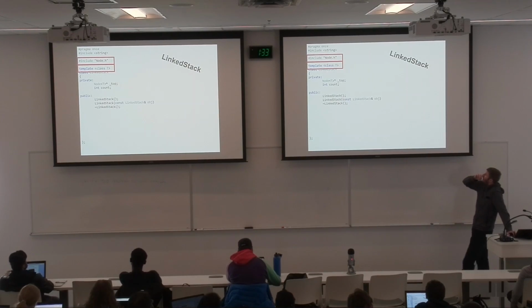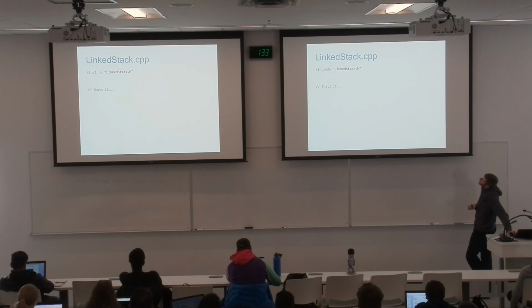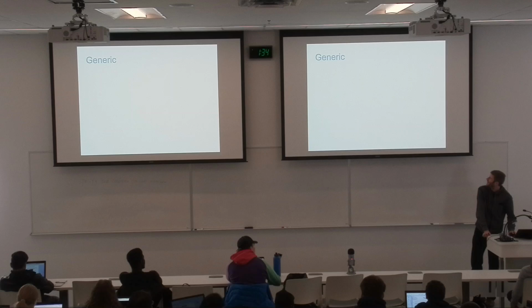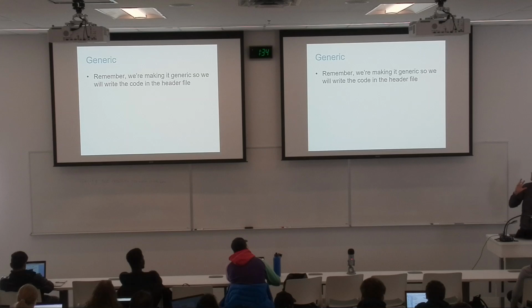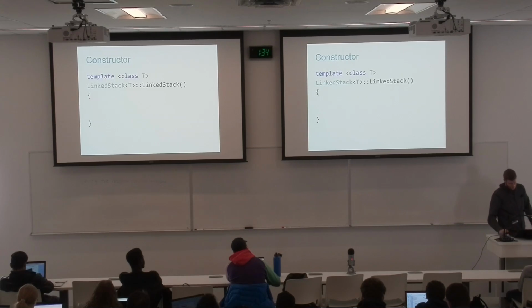We've got three constructors here, and push, pop, peek, size, is empty, toString. And this is the linked stack CPP file. Of course, it's going to be empty, because where do we actually write all that code now? The header. Back in the header, right. Remember, we're making it generic, so all the code has to be in the header.